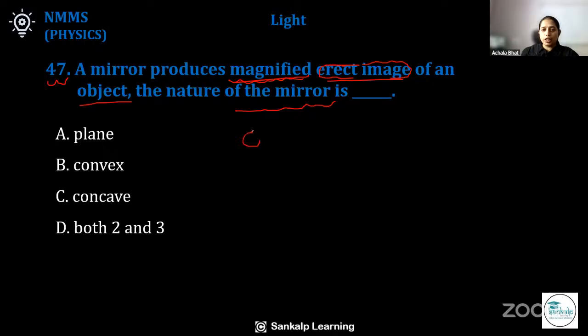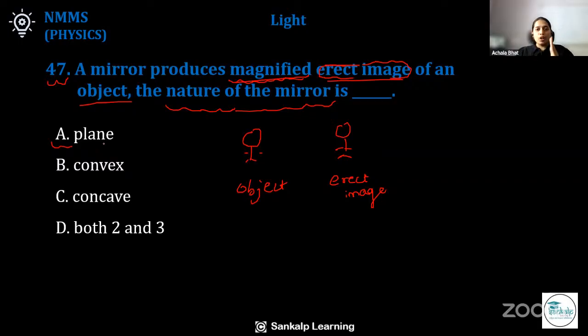If object is like this, then image formed is also like this only. This is erect image. Now, which type of mirror forms this erect image? Magnified erect image, not only erect. Option A, plane mirror. In plane mirror, object size will be equal to image size. So, no enlarged image is formed.